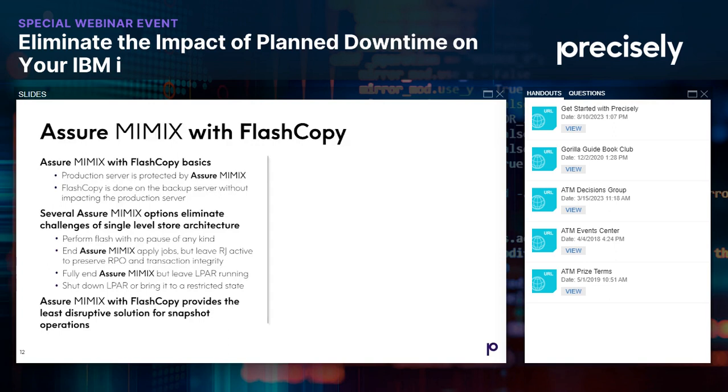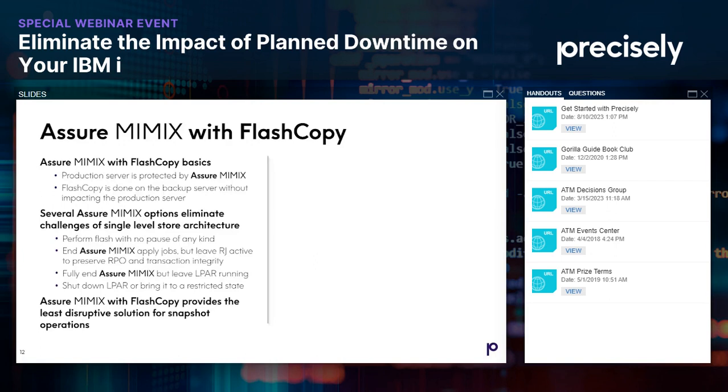So what does that mean with the basics? That means your production system is protected, for example, by Mimics. You replicate the data, and the Flash Copy is done on a backup server without impacting the production server. Now, if you are very familiar with the architecture of the system, you realize that the one thing that separates the IBM i from any other platform out there is single level storage, right? And there are some challenges, very advantageous, but there are some challenges when you're talking about things in operations such as backups, right?